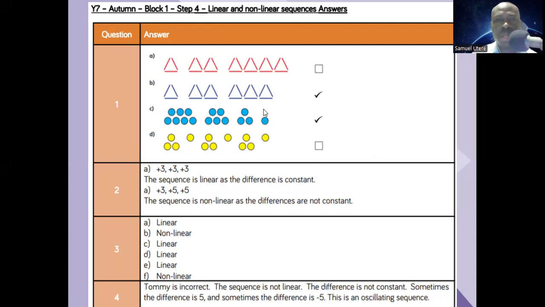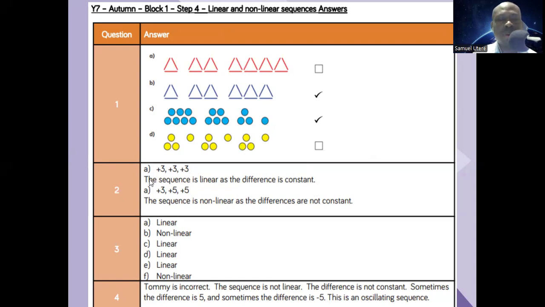So here you can clearly see that these are linear sequences. This one is changing by one every time. We're adding one every time. Here you can see that the numbers are changing by the same amount. Here we have 7 circles. Here we have 5. Here we have 3. So we're subtracting 2 every time. Okay, we're taking away 2 circles every time. So this is a linear sequence. These are not linear sequences.